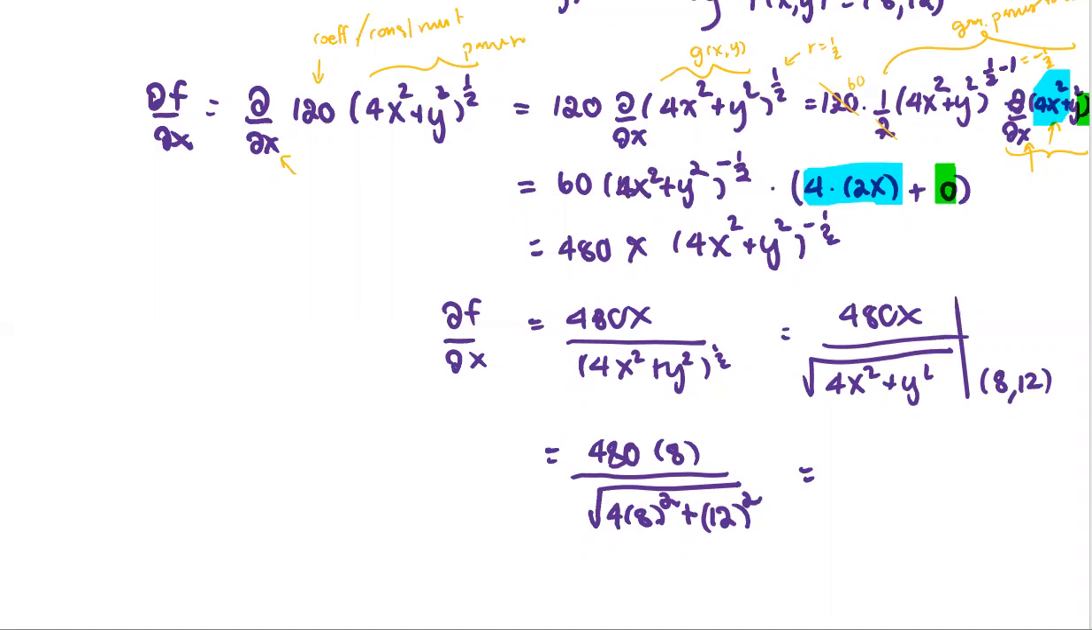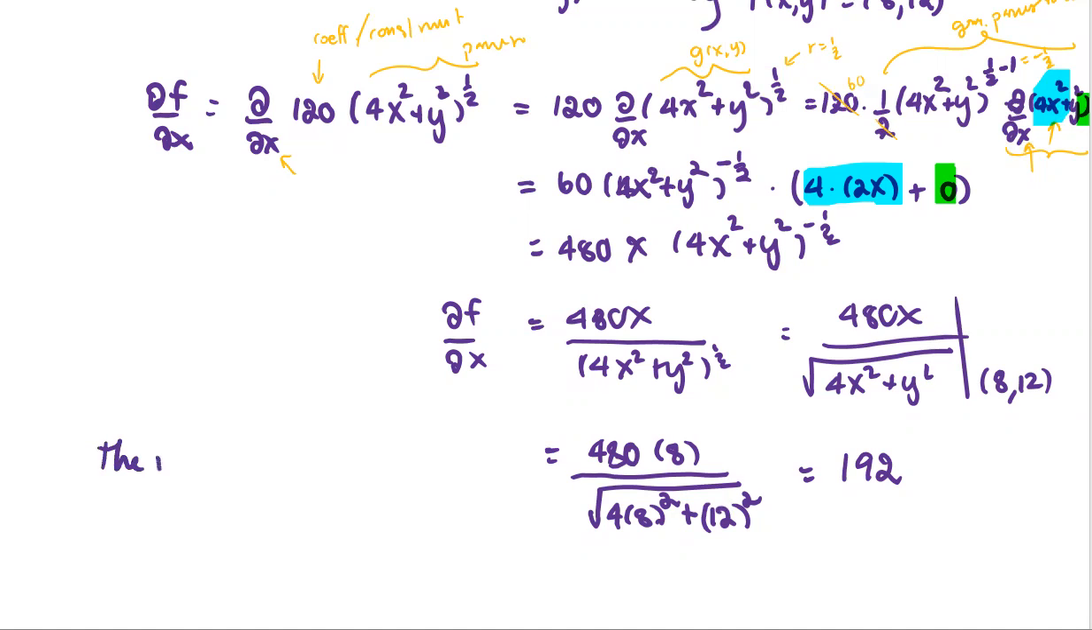if you have a calculator, just go ahead and work on the number. And the bottom is the square root of 4 times 8 squared plus 12 squared. And I get 192. Oh, you got a different number? Let me double check. Yeah, in the end, 192, yes. Okay, so good.